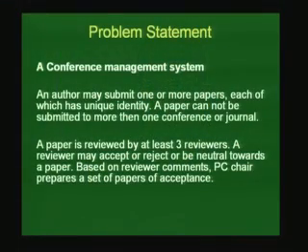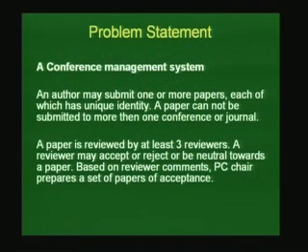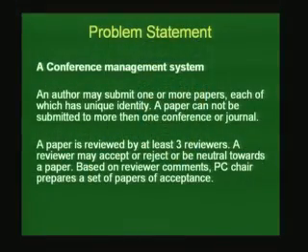Now, the last block of requirements is that a paper is reviewed by at least three reviewers. So when I send a paper to a conference, it goes to at least three reviewers, and a reviewer will give a suggestion as to whether to accept or reject the paper. So that is shown here. A reviewer may either accept or reject a paper, or be neutral towards a paper. If the reviewer cannot take a decision, the reviewer just says, okay, I'm neutral to this paper. So the actual decision should be taken by the other two reviewers. And in very rare cases, all three reviewers would be neutral, and the program committee chair, or the PC chair, should take a call on such papers. So based on reviewer comments, the PC chair prepares a set of papers for acceptance, and then those papers are accepted into the conference.